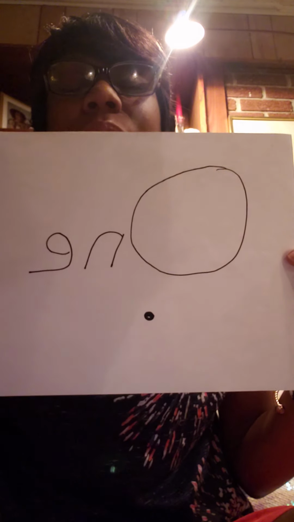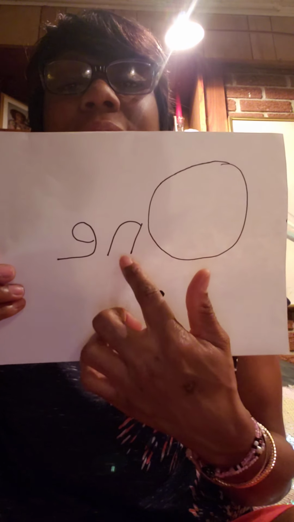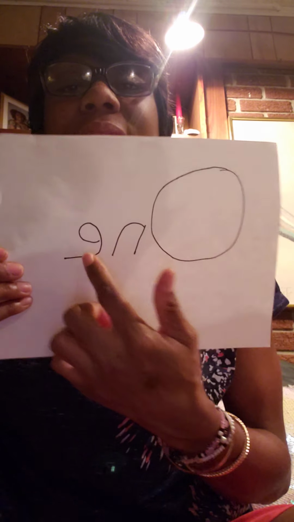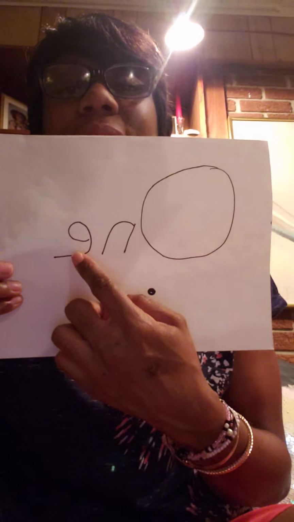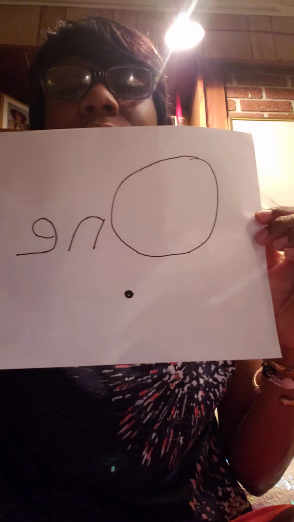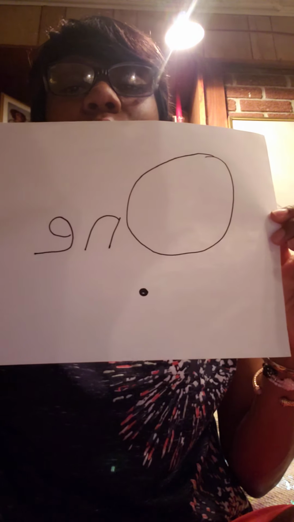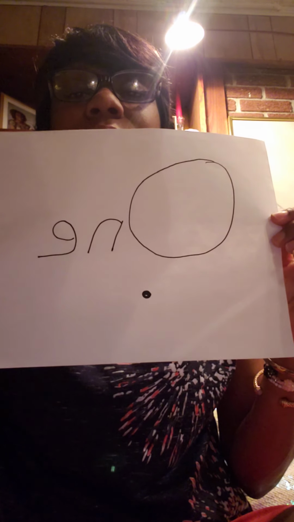Our next word. By looking at the dots, what do you think this number is and what this word says? Okay, if you say 1, you are on it. 1 is spelled capital O, lowercase n, lowercase e. 1 dot. This is the written version of the number 1. Okay, for our next number.